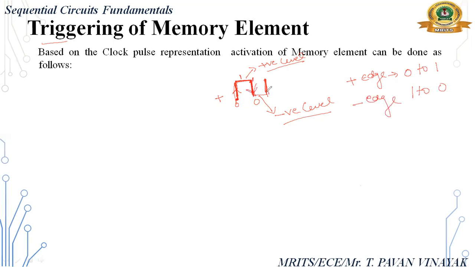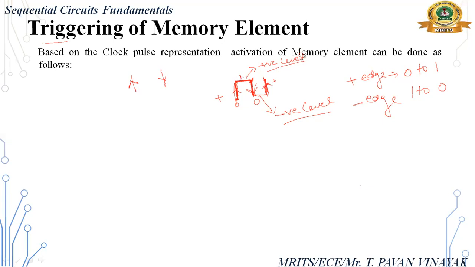1 to 0 is called negative edge. Again, this one is positive edge. So positive edge is represented with an arrow mark upwards. Negative edge is represented as an arrow mark downwards.